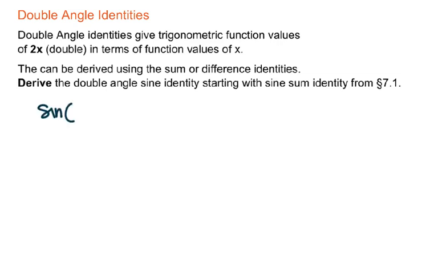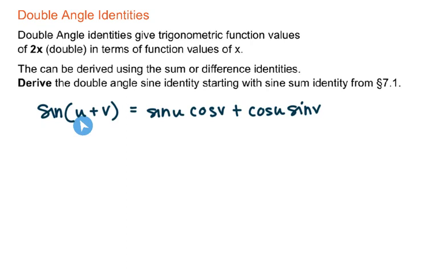Sine of u plus v is equal to sine u cosine v plus cosine u sine v. So what I'm going to do is take this identity that we trust and let u equal v. And just for the sake of being different, I'm going to call them both theta. So I'm going to take this and rewrite it.